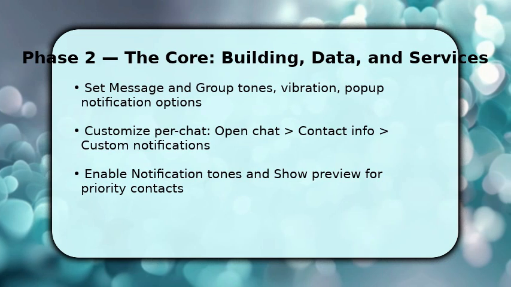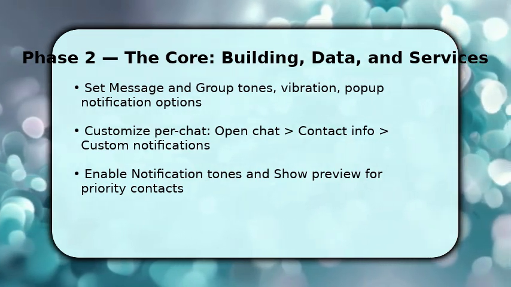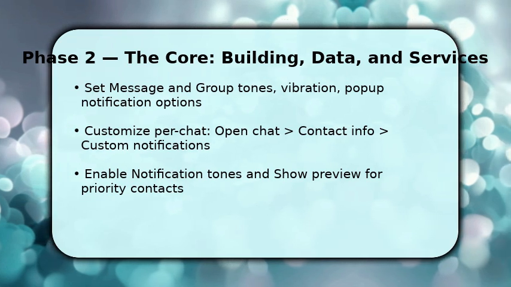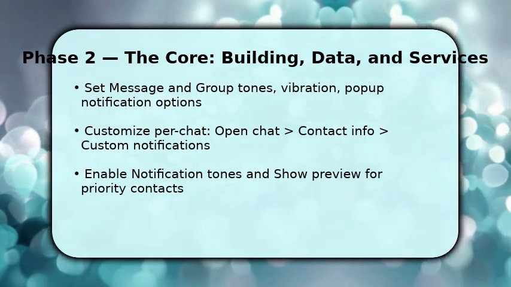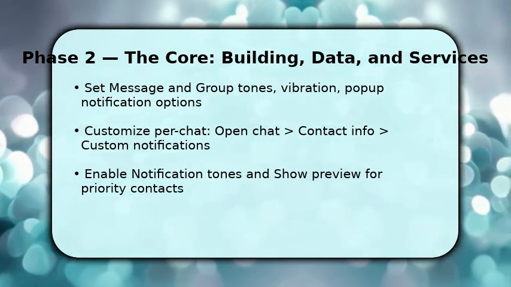Once done, set custom notifications per chat for priority contacts. Open a chat, tap the name, choose custom notifications, then enable and pick tones. This ensures critical messages cut through quieter settings and show previews when needed.